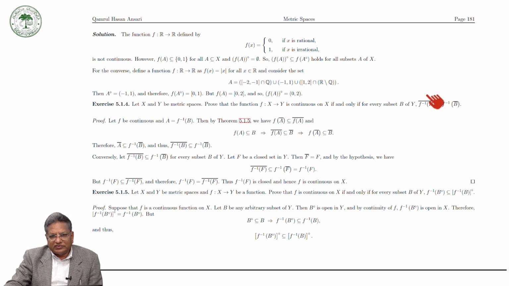So what is the difference here and here? You can see here is the closure of this is a subset of this one. But if you take the interior here, and you take the interior here, then the inclusion will be reversed. So here f inverse interior of B is a subset of interior of f inverse B for every subset B of Y.